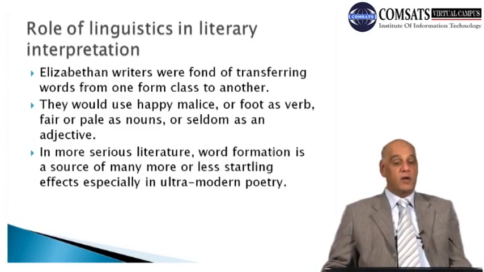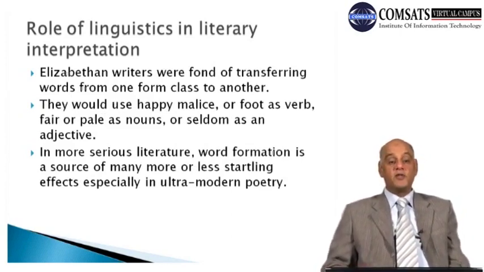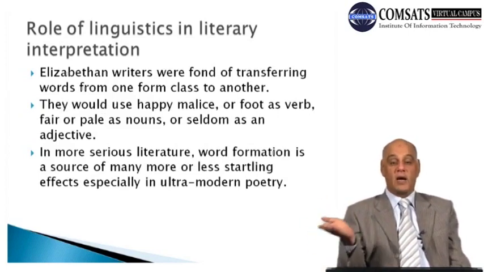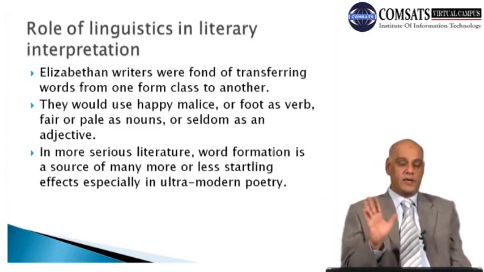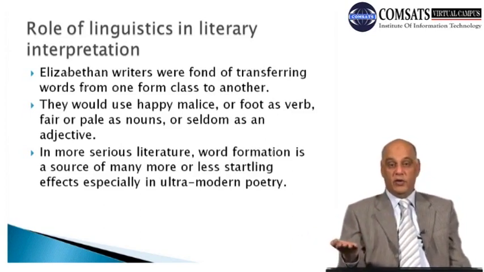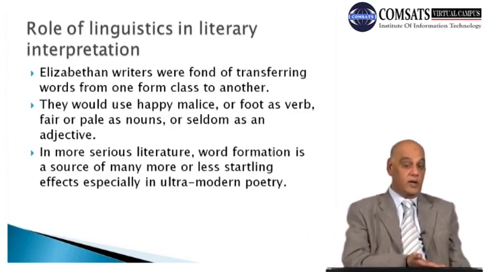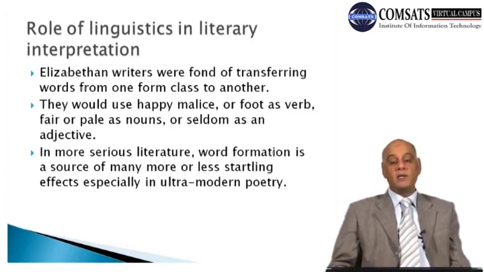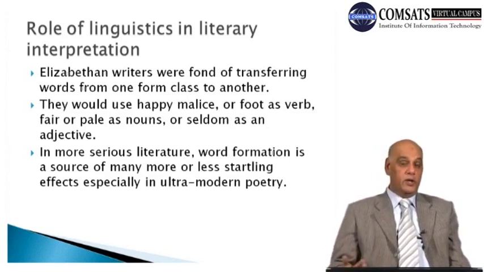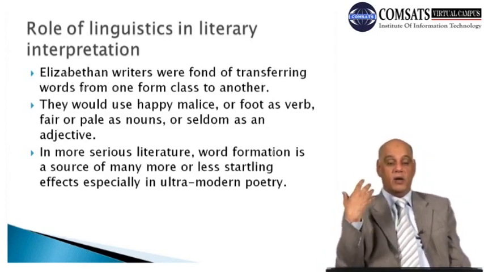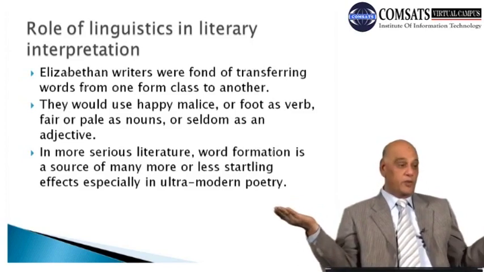Then you have more examples like Elizabethan writers. They were fond of transferring words from one class to another. They used to transform their text. They would take words from one class and use them in another class. They would use happy, malice or foot as verbs, fair or pale as nouns, or seldom as an adjective. So all these are given different uses. They are coining these words, putting them to different uses. So in order to create effect, impact, or some special meaning, they are using words from different classes.